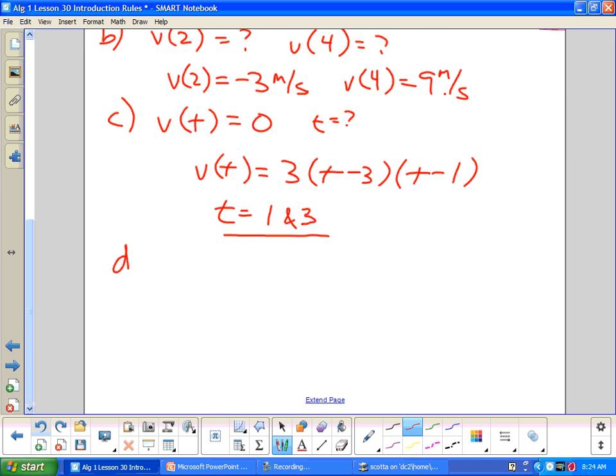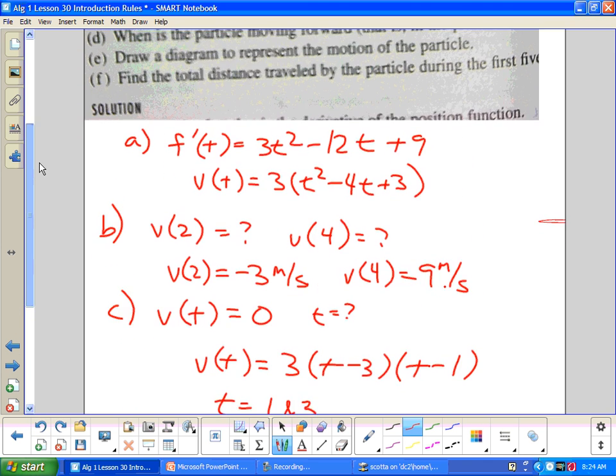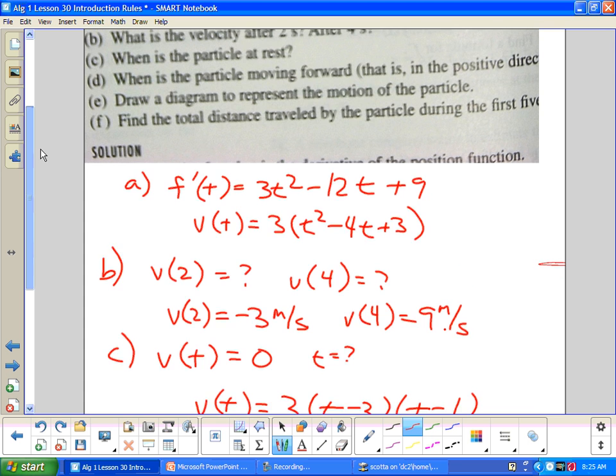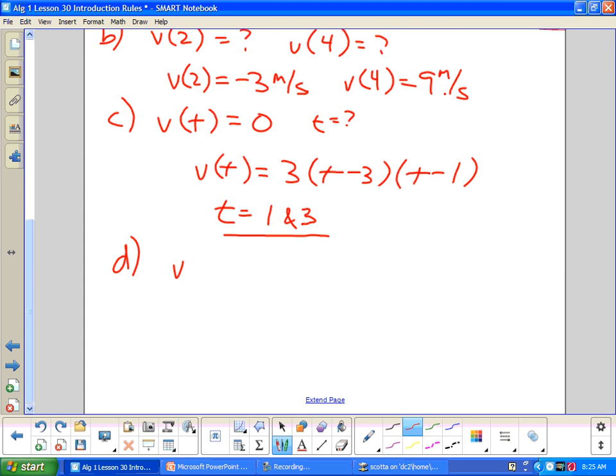Okay. Letter D. When is the particle moving forward? That is, when is the particle going in a positive direction? Guys, do we agree a positive direction is when v of t is greater than 0? So I want to know, and I'm going to take this function right here, when is this thing going in a positive direction?